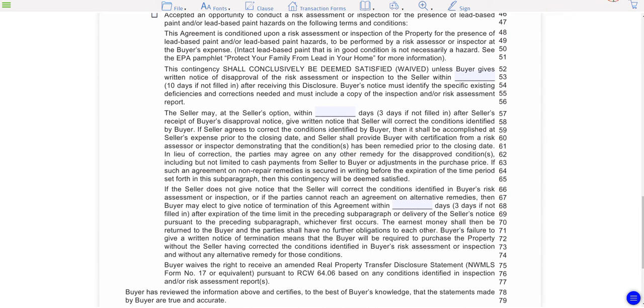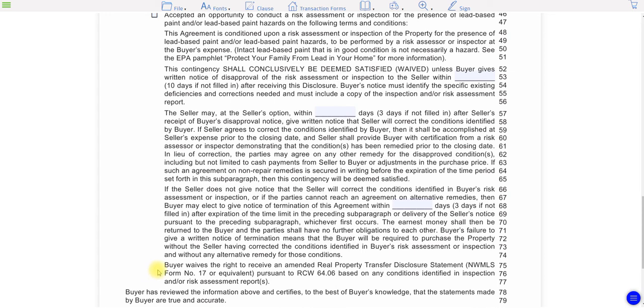And in the event that an agreement cannot be reached, the buyer can give notice to terminate the agreement. If the buyer does not give that notice to terminate the agreement, though, it's assumed that they are okay with you not correcting the issues, and the deal continues on forward. So I know that's a little bit confusing.